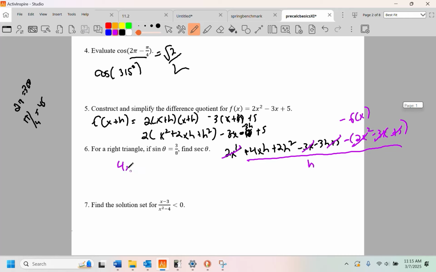We are left with 4xh plus 2h squared minus 3h, all sitting pretty over an h, and all three pieces have the h. So I cancel out the h: 4x plus 2h minus 3. It should be written as 4x minus 3 plus 2 h's. That's all there is to it.